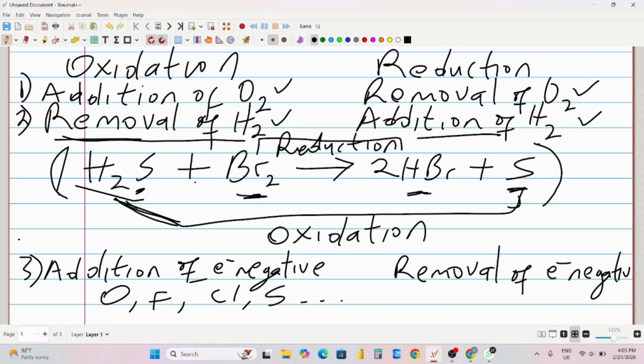We said that because sulfur lost its hydrogen by the time it got to the product side, and that hydrogen was accepted by bromine, the removal of hydrogen is oxidation, and the addition of hydrogen by the bromine is reduction. So we'll be taking more questions like this shortly.